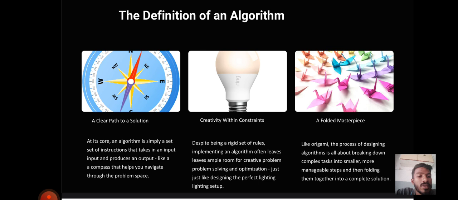A folded masterpiece. The process of designing an algorithm is also about breaking down a complex task into smaller, more manageable steps and then folding them together into a complex solution.